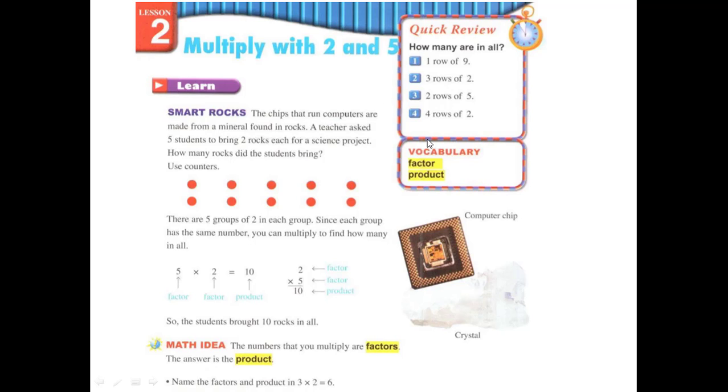Okay, multiply with 2 and 5, guys. Be careful. The product and the factor. What I mean is for the product. Here, when I say 5 times 2 is equal to 10, guys, 10 is the product, okay? 5 is a factor, 2 is a factor. They are factors, okay? Factor, factor. This one is the product. When you multiply two numbers to each other, the answer we call the product. The numbers that you multiply are factors, and the answer is the product.